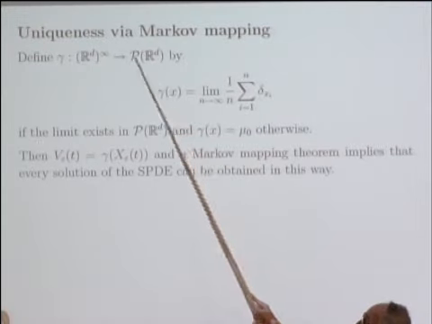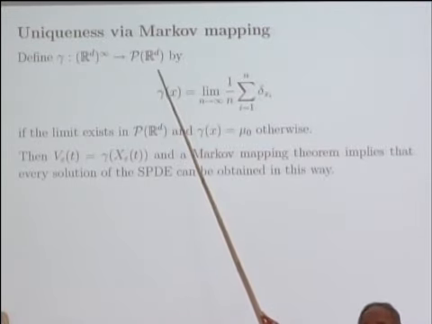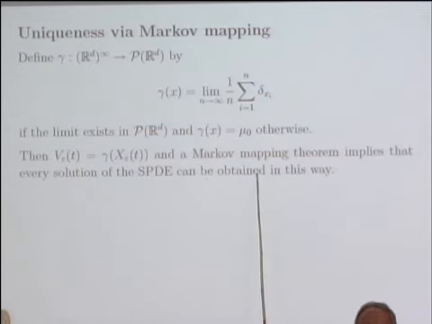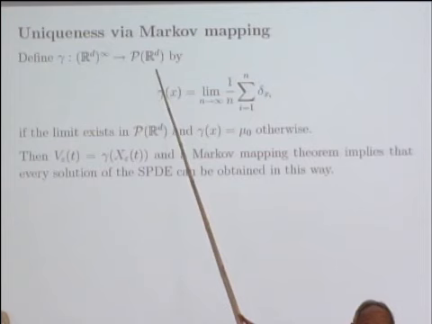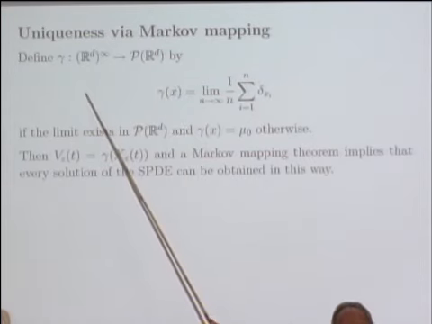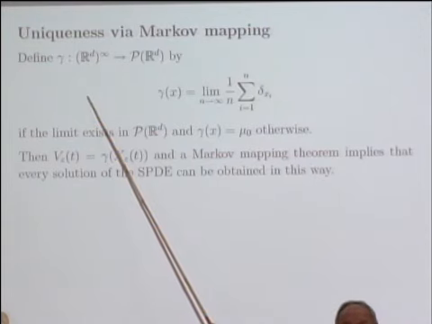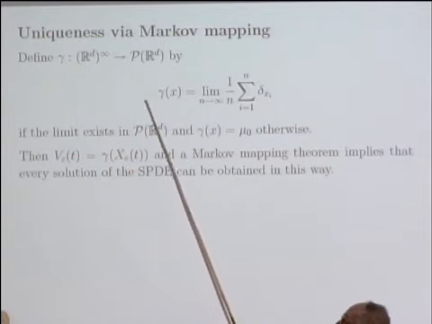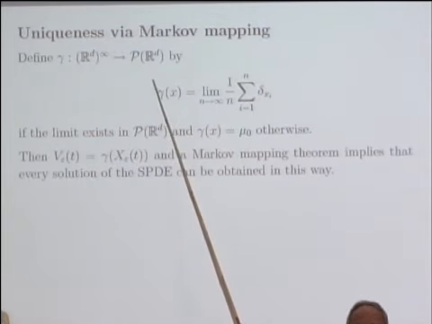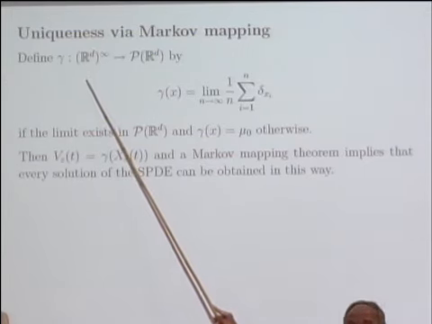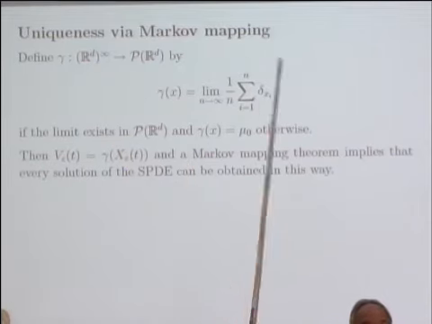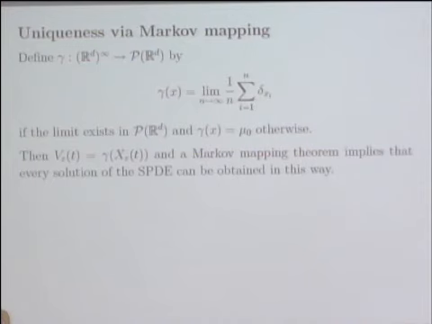I've got an SPDE with values in here, and what I claim is that this Markov mapping theorem lets me show that every solution of the SPDE comes from a solution of the infinite system of ordinary stochastic differential equations. So if I had two solutions down here, they would both map to solutions up here, but if the solution up here was unique, then the two solutions down here would have to be the same. That's the basic structure of the argument, and it works.